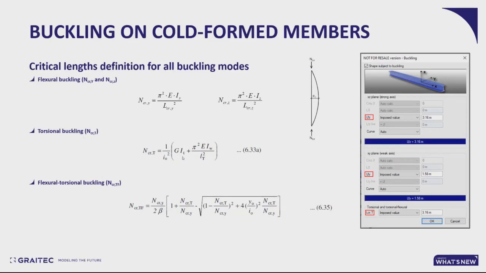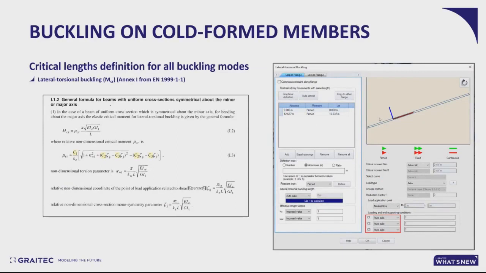We've got the torsional constant, we've got the warping constant, and I0 covers the distance to the shear center. And it uses a critical length of its own that you can now define in Advanced Design. And then for the flexural torsional buckling, basically you will reuse the critical force that has been computed just before. So now in Advanced Design 2024, you can accurately define each of these critical lengths.